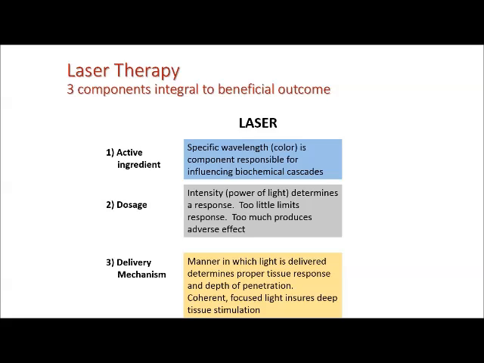Two, the dosage. The power of light determines the response. Too little, not enough. Too much, adverse effect, producing heat. I don't want to produce heat because in my mind, if I have a heat-generating laser, yes, it's hot. How hot? They're not sure. Why don't I want a heat-producing laser? Too much blood flow. Too much blood flow, heat.